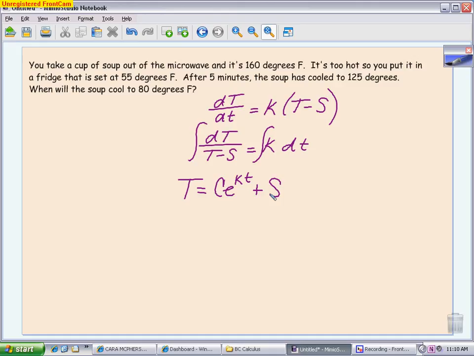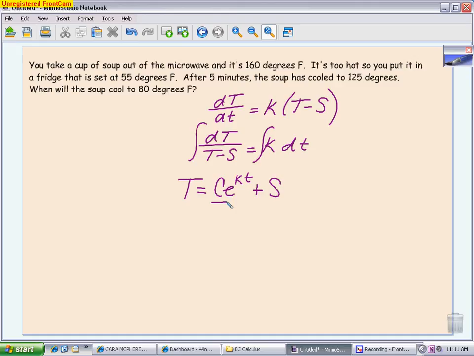The S, again, is your surrounding air temperature. Your C value is not the initial temperature of this, in this case, the cup of soup. Instead, your C value is the difference between the cup of soup, in this case, and the surrounding air.